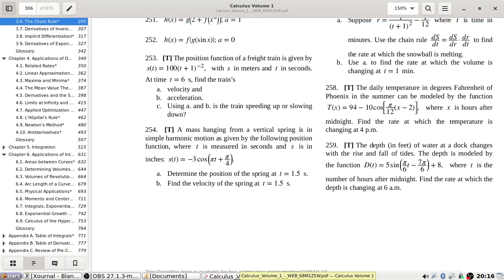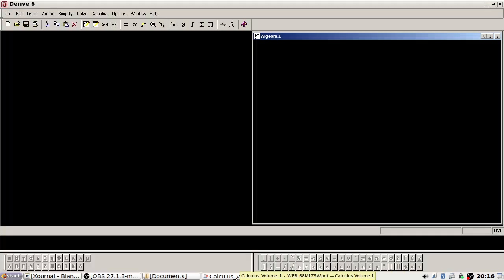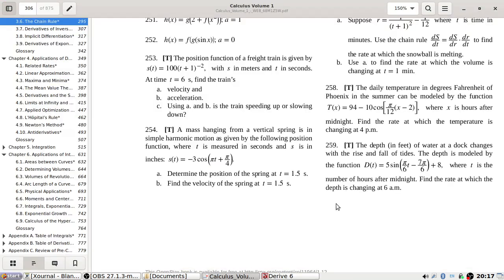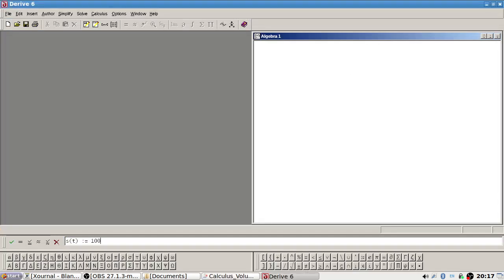The position function of a freight train is given by that formula, with s in meters and t in seconds. At time t equals 6, find the train's velocity and acceleration. Using a and b, is the train speeding up or slowing down? Okay. s(t) is defined as 100 over (t plus 1) squared.